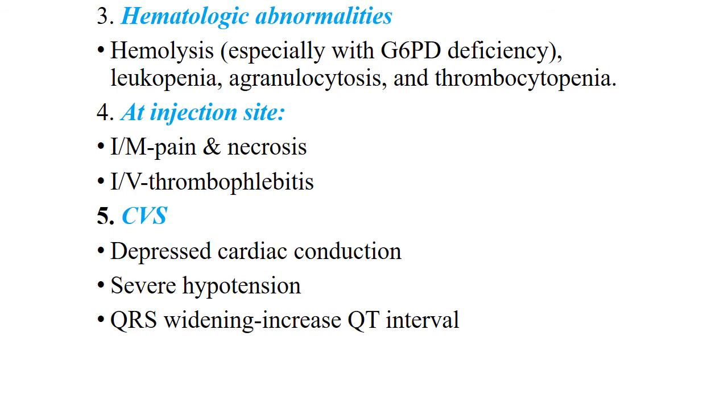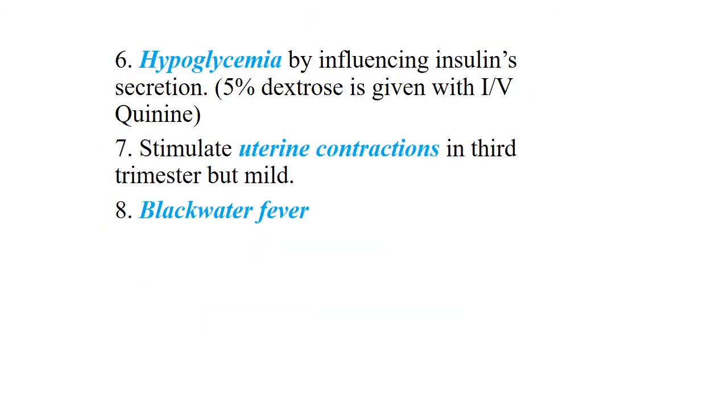At the injection sites, intramuscular pain and necrosis may occur, and intravenous thrombophlebitis may occur. On the CVS, there may be depressed cardiac conduction, severe hypotension, QRS widening, and increased QT interval. Hypoglycemia may occur with the use of quinine because it influences the secretion of insulin, so 5% dextrose is usually given with IV quinine. It may stimulate uterine contraction in the third trimester, but mild.